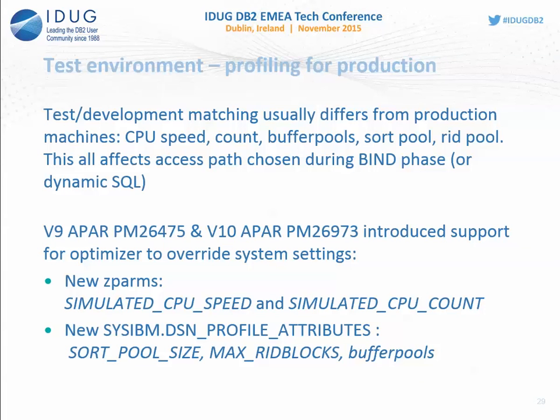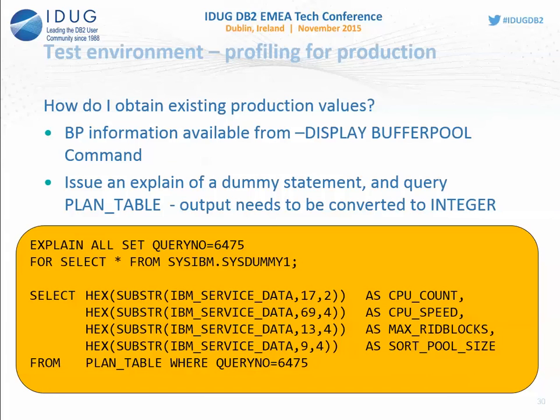In version 11, and then retrofitted to versions 9 and 10, we introduced support for overriding system settings, the new ZPARMs, simulated CPU speed and simulated CPU count, which will tell the optimizer that it is running on a machine that is, for example, faster. So we can then choose the access path that is the same as on the production machine. This is a nice way to fool the optimizer, not to fool, but just to ensure that what we do in development is reflected in production. And here are some instructions on how you do this.